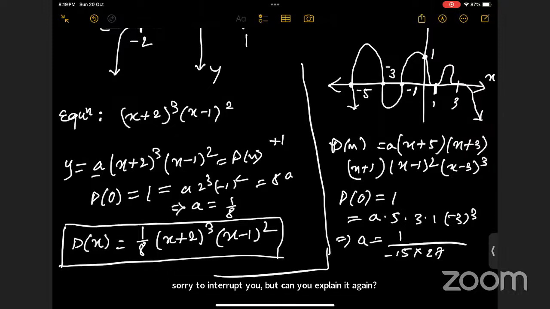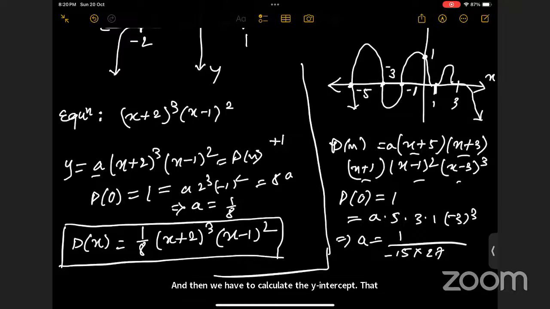Okay. So basically we have a graph and we are going to calculate the equation of the polynomial. We have these factors -5, -3, -1, 1 and 3. So we have these 5 factors, according to the picture. And then we have to calculate the y-intercept, that means the value of the arbitrary constant A.